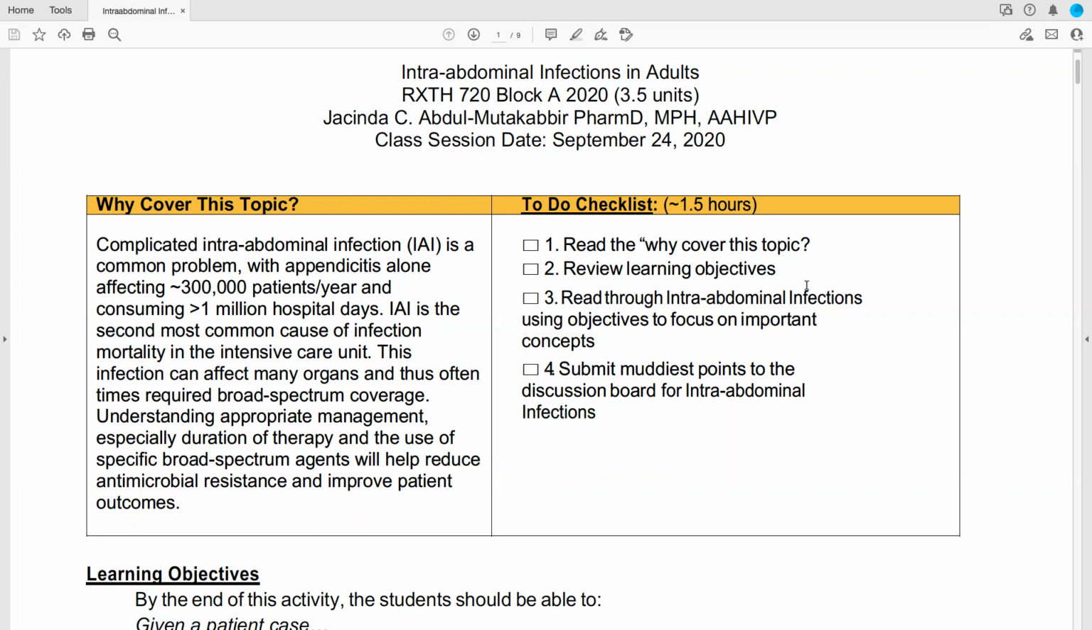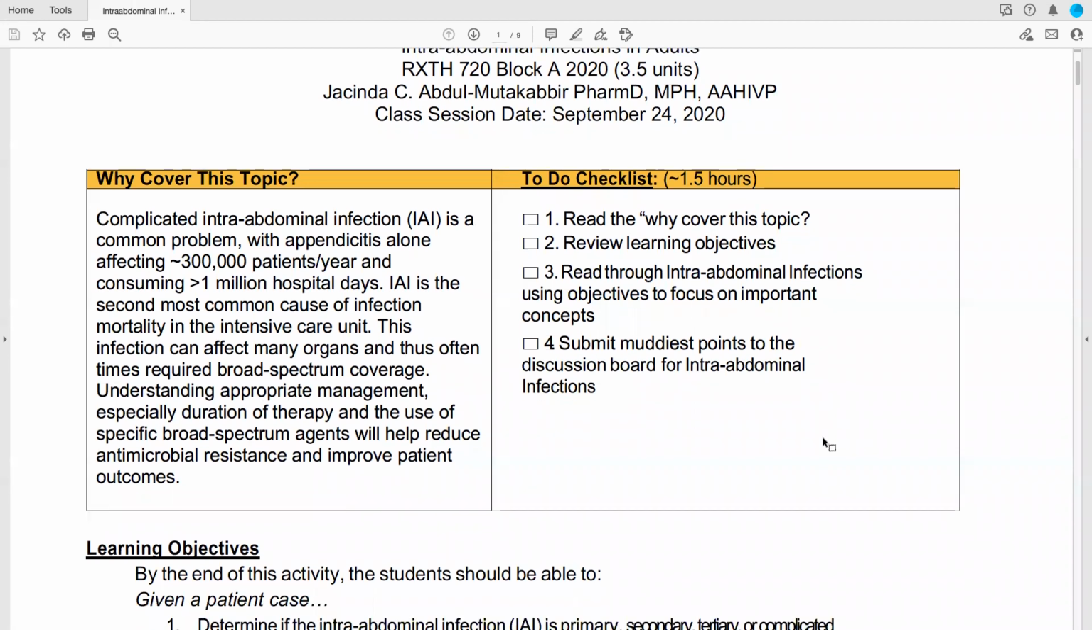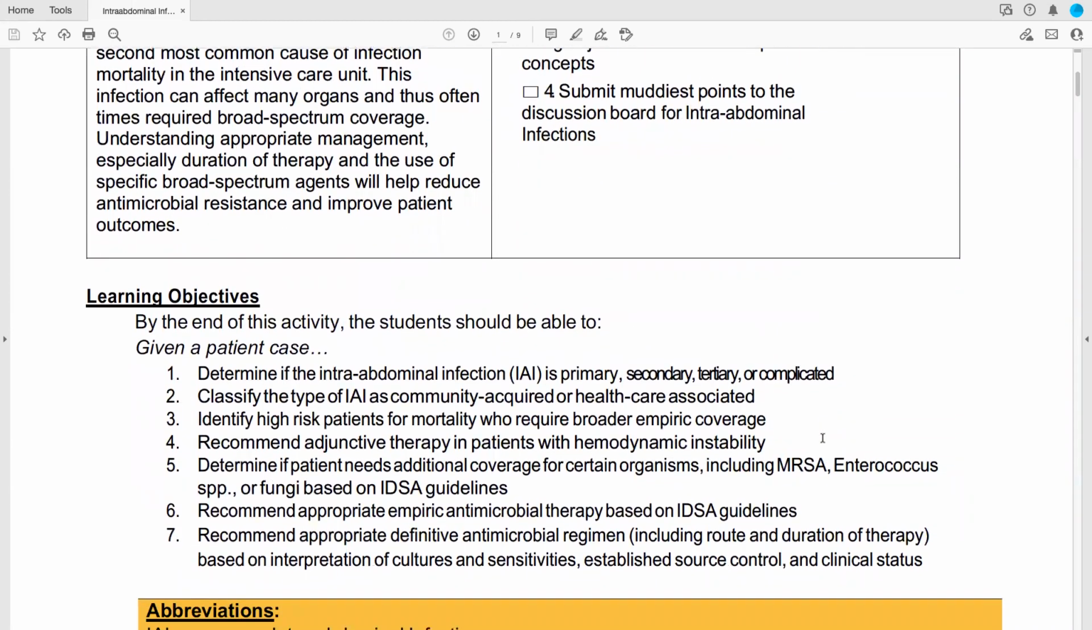So just our checklist: you're going to read the why I cover the topic, read the learning objectives, you're going to navigate through the intra-abdominal infections handout, and then you are going to submit your muddiest points, should you have them, onto that discussion board.